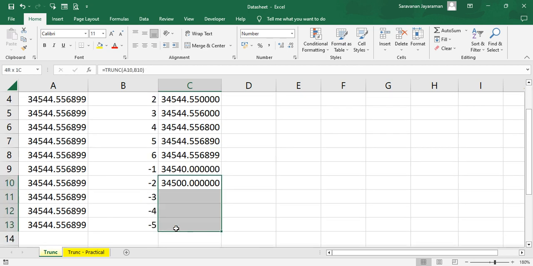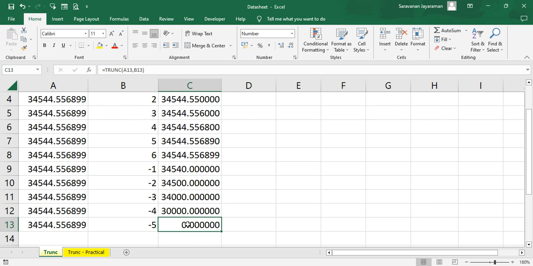We'll copy this and paste it. That's the formula here. Now the last one, fifth, because there are only 5 digits. This is a 5 digit number, so after that there is nothing, and it has become 0.